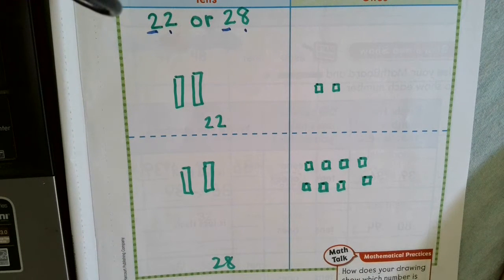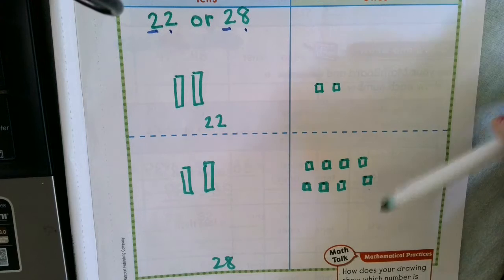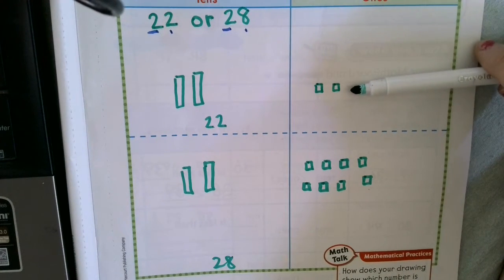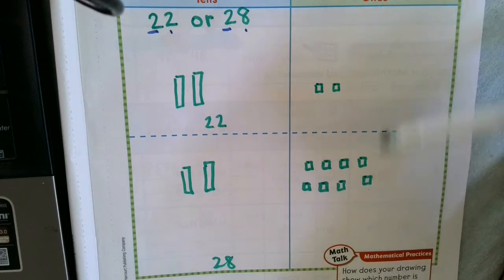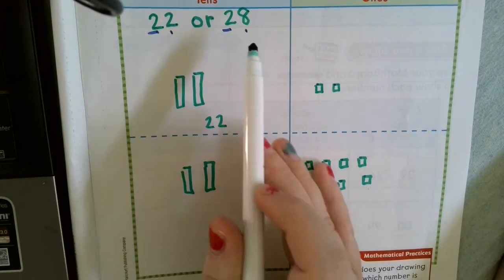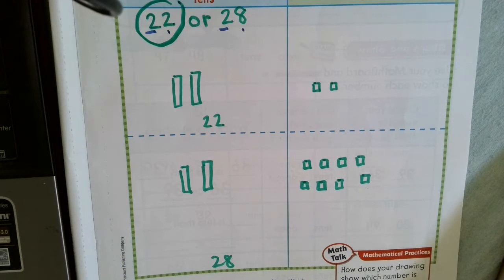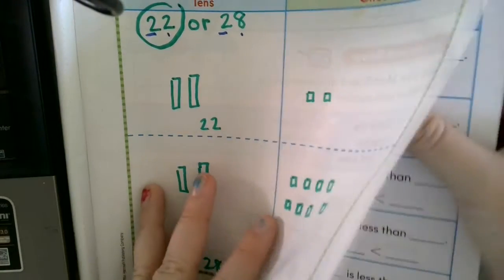All right. So which one has the smaller amount? If we're looking at the ones place, is 2 the smaller number or 8? That's right, 2 is the smaller number. So we know out of 22 and 28, 22 is our smaller number. All right, so I'm going to go ahead and turn the page and we're going to do some more practice problems.